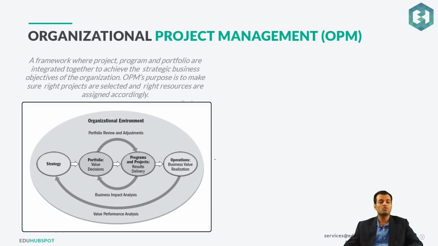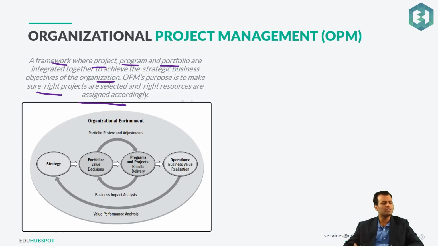So then we have this OPM, Organizational Project Management. So what is this OPM? It's a framework where project, program, and portfolio are integrated together to achieve the strategic business objectives of the organization. So each and every project you do, each and every program you do, and each and every portfolio you do, the end goal is to make sure that you meet the business objectives of the organization. So OPM's basic purpose is to make sure right projects are selected and right resources are assigned to it.